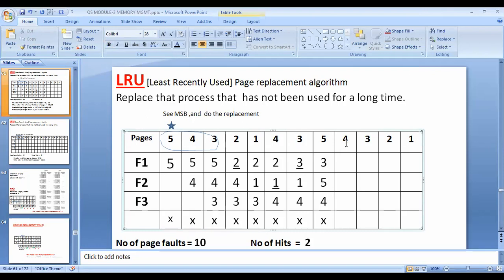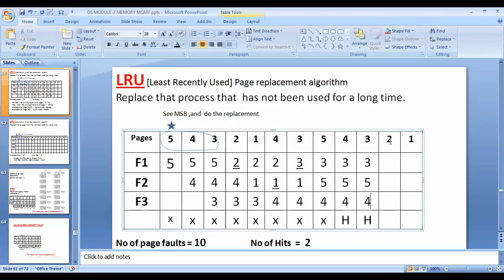Next is page number 4. What should we enter here? We have a page hit, because page number 4 is available in frame number 4. Once we have a hit, there is no need to replace any pages. Next, page number 3. Again, looking at these frames, we have a page hit. Once I have a page hit, no need to replace any pages, so you keep the pages as they are.